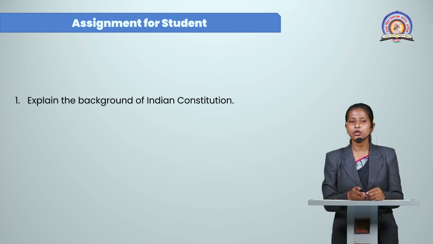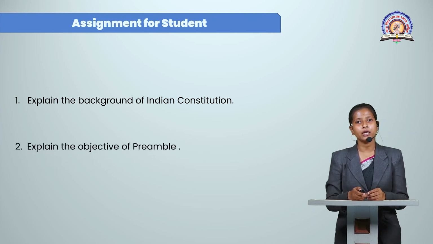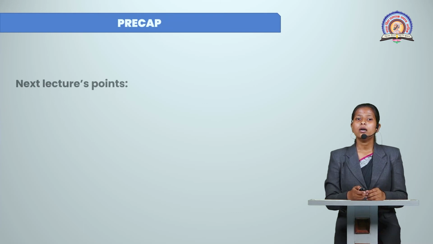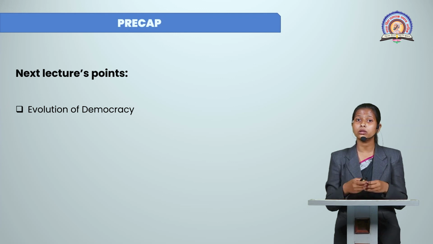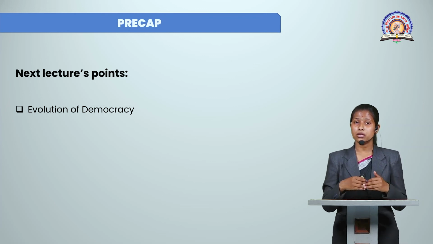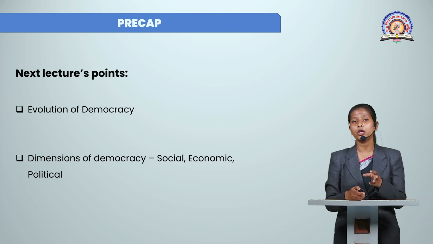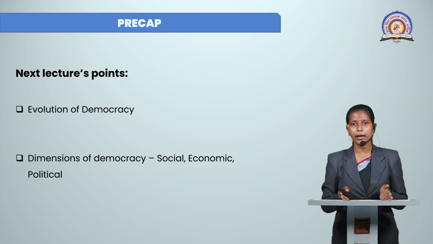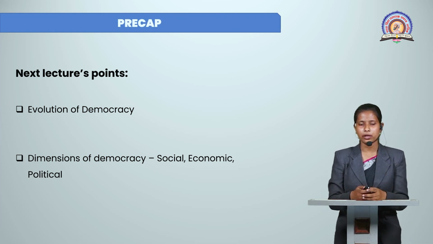So this is the assignment for the students: explain the background of the Indian Constitution and explain the objective of the preamble. In the next lecture, we are going to learn about the evolution of democracy, how democracy evolved, what its origin is, how it grew, its models, and after that, the second point, the dimensions of democracy: social, economic, and political. We will discuss in a detailed manner how democracy was inserted, its evolution and origin, and some models of democracy. Thank you.